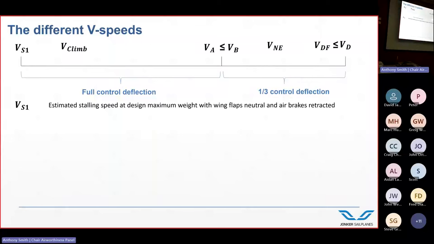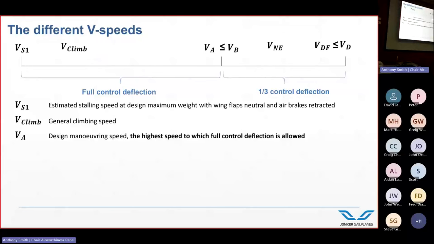So VS1 is an estimated design stalling speed. In this case, it's set now with wings neutral and air brakes retracted, because this is the configuration that we would like to show in this specific example. The V-climb is just the climbing speed, and VA is the design maneuvering speed, the highest speed where you can apply full control deflection.